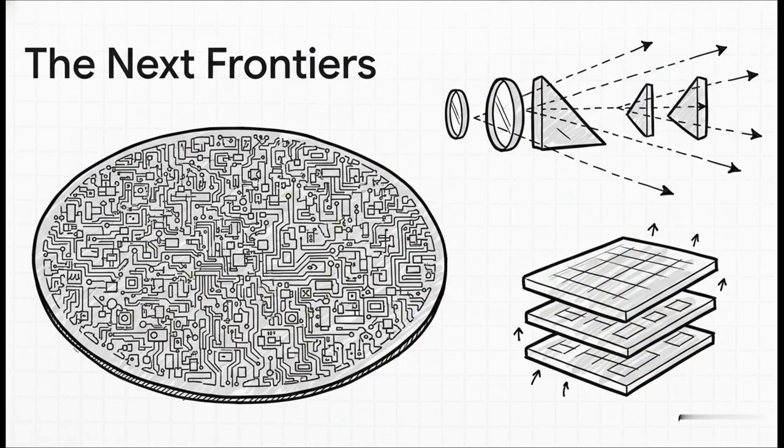People are working on wafer-scale engines, single chips the size of a dinner plate. They're exploring using light instead of electricity to do the math in optical neural networks. The quest to build better, faster, and smarter brains is just getting started, and it's pushing the very boundaries of what we thought was possible.